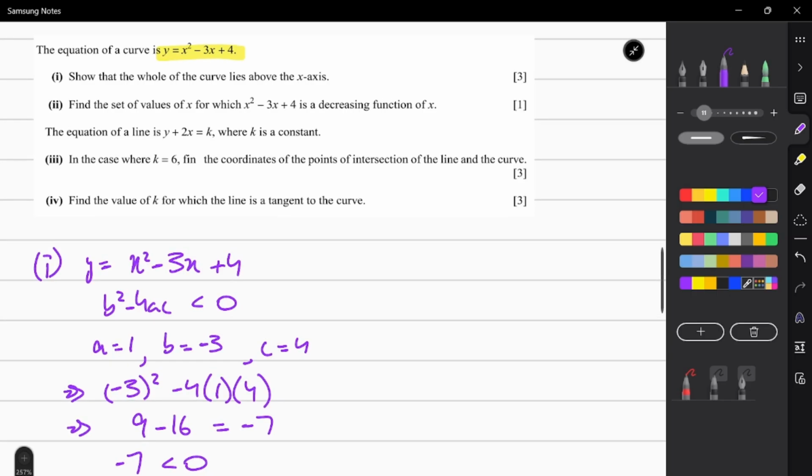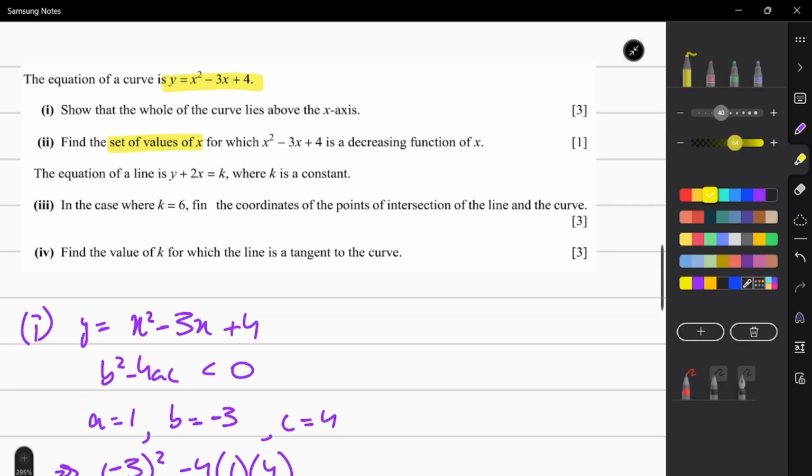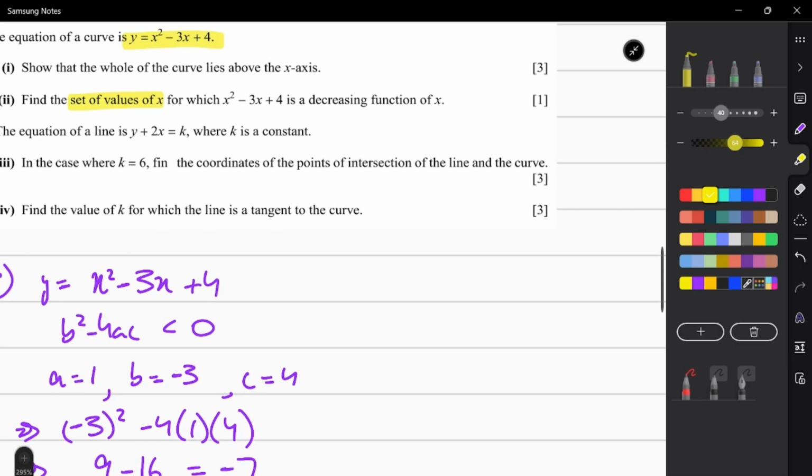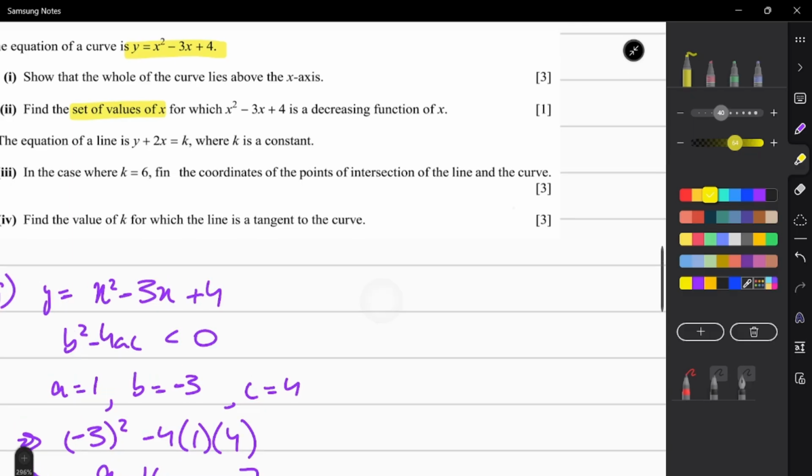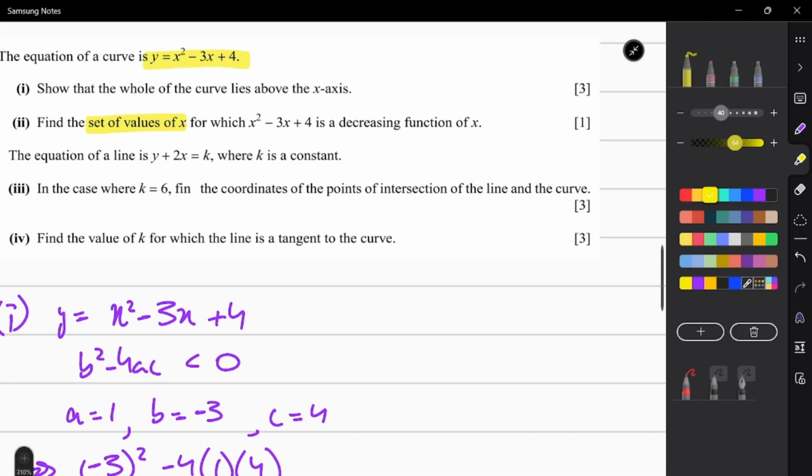Now let's move on to question number 2. Find the set of values of x. In other words, we can consider this as a range of values which is going to be defined by an inequality, for which x squared minus 3x plus 4, which is this equation of the curve, is a decreasing function of x.